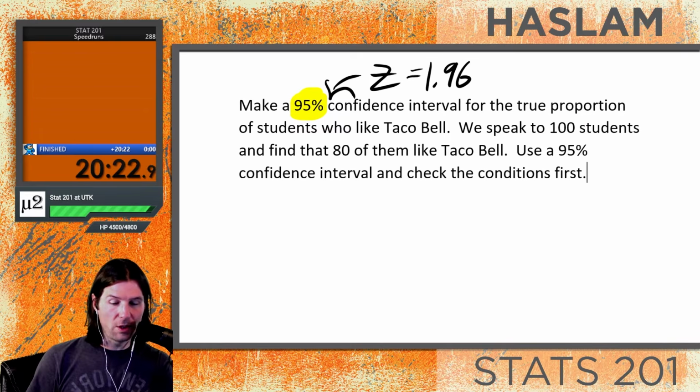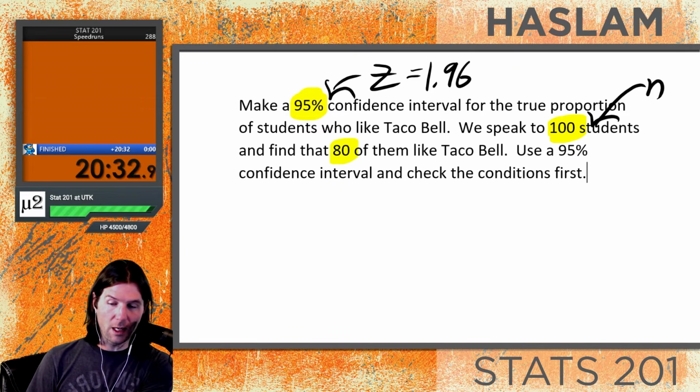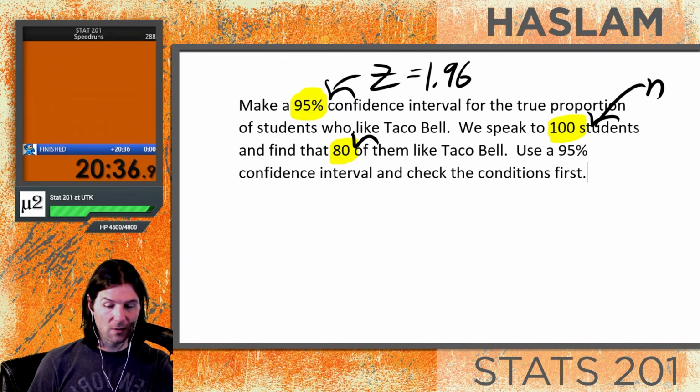Next, we have more notation to practice. We speak to 100 students. Make sure to practice the notation. This is going to be your sample size right here, which is how many students we speak to. This is the one students usually forget. This right here is how many successes, which we covered earlier. The amount of successes we have is going to be x.